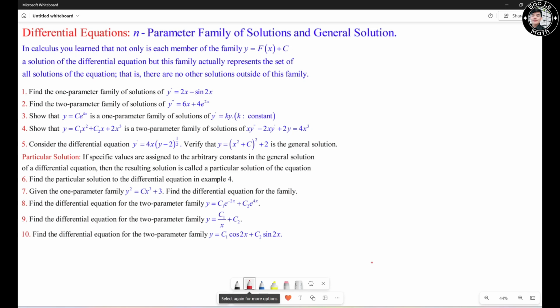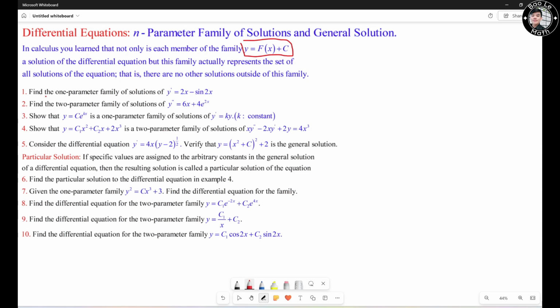In calculus, you learn that not only is each member of the family y equals f of x plus c a solution of the differential equation, but this family actually represents the set of all solutions of the equation. That is, there are no other solutions outside of this family. Alright, so let's take a look at the following examples.